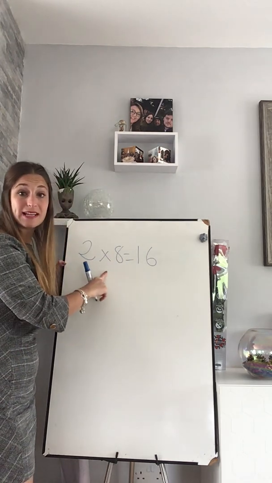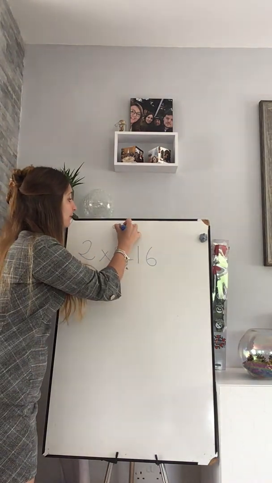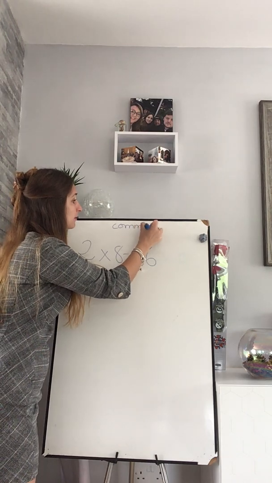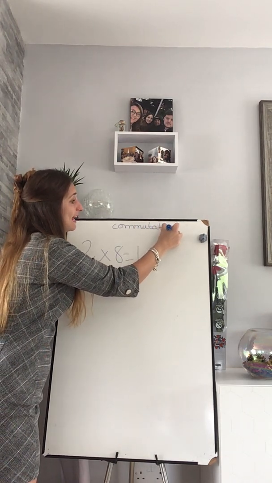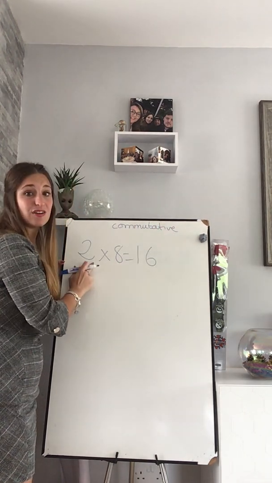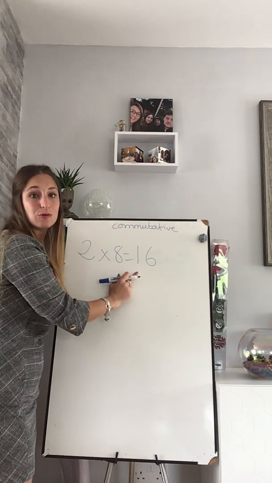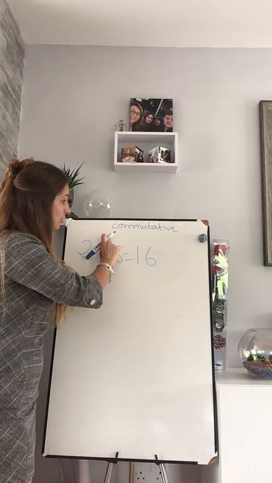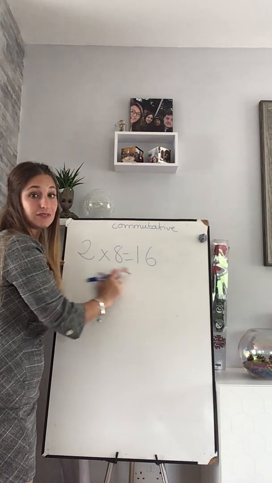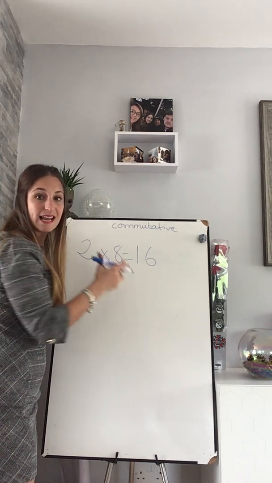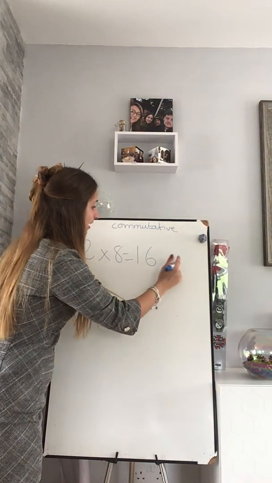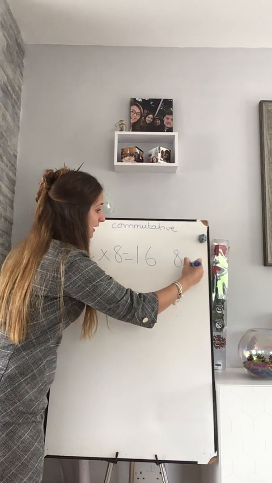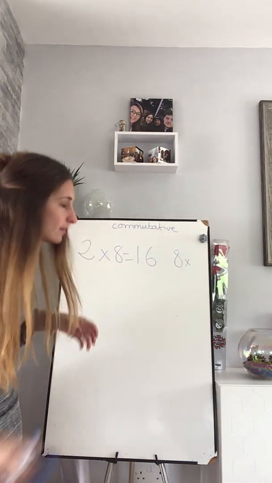Then because multiplication is commutative, which we said means that it doesn't matter the order, like in addition, you will get the same answer. So because multiplication is commutative, 2 times 8 is 16, then I know that 8 times, let's do it smaller.